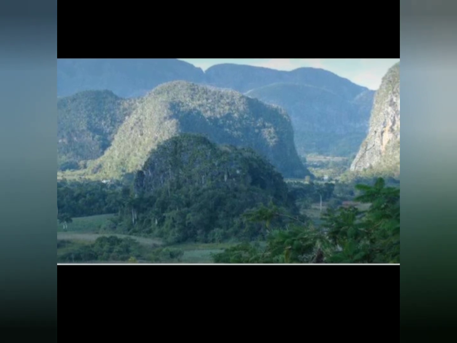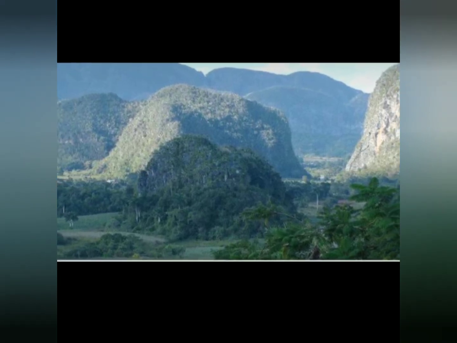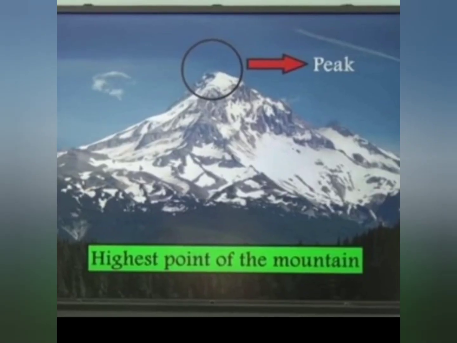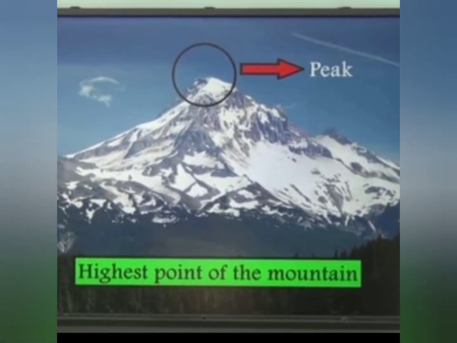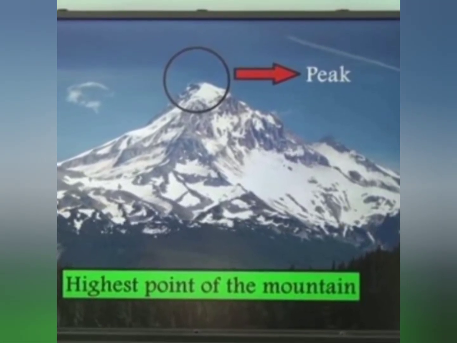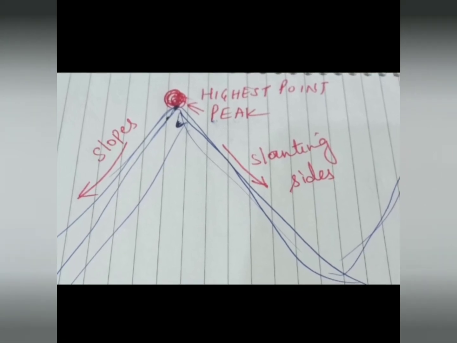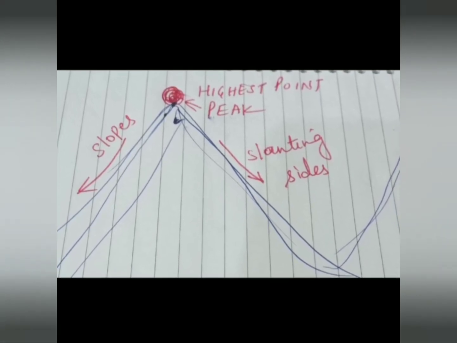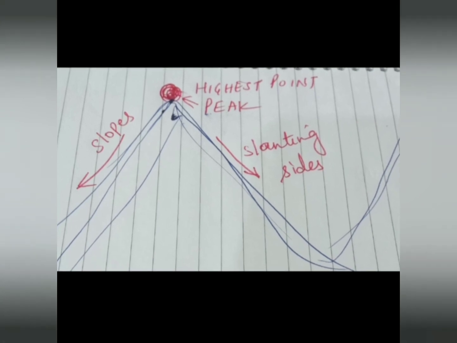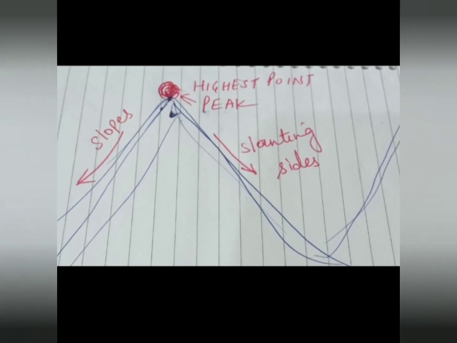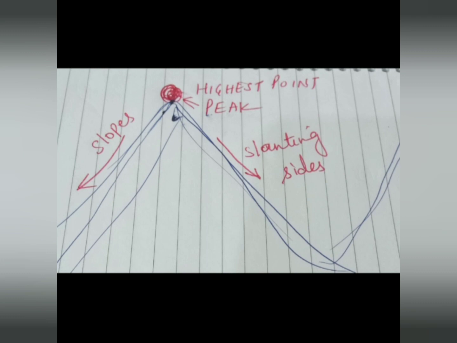Now in the given diagram you can see the highest point of the mountain is called the peak. I have marked the peak here, and these are the sides, and the sides are slanting, where you can see the word written slanting. So these slanting sides of the mountain are called slopes. Mountain peaks are conical in shape. Conical means cone shape.